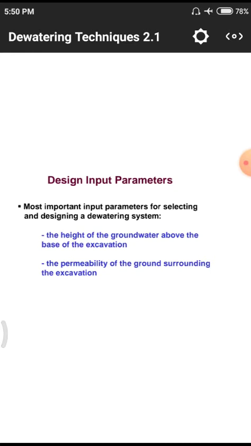First one is the height of the groundwater above the base of the excavation. Next one is the permeability of the ground surrounding the excavation. That means permeability is the entrainment of water due to the presence of voids in the surrounding fields. So if the permeability is very high, automatically recharging of groundwater takes place year by year. No permeability means there is no recharge. Permeability means recharge takes place onto the surrounding fields.